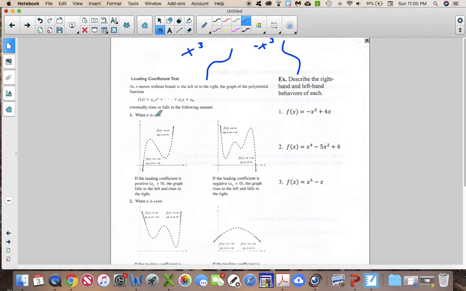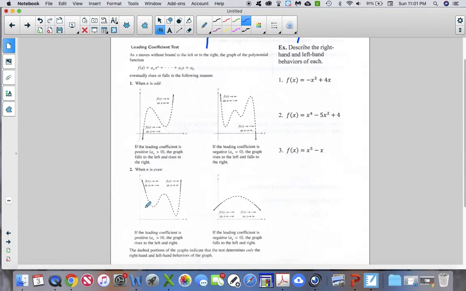So when n is odd, in addition to him being positive or negative, like x to the third power or x to the fifth power, they're going to end up in opposite directions. If he's positive, he's going to go uphill. If he's negative, he's going to go downhill from left to right. Now, that doesn't mean that his bumps won't make him go back up, but his end behavior will be positive, negative.